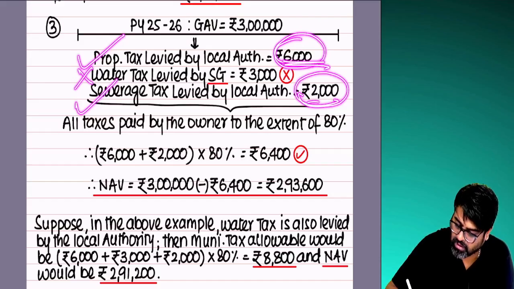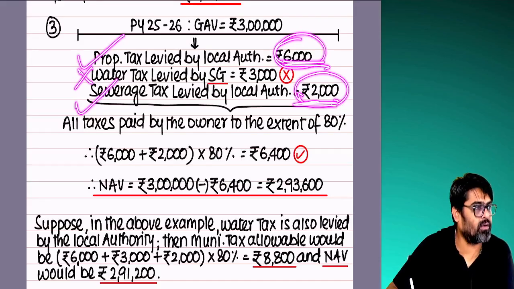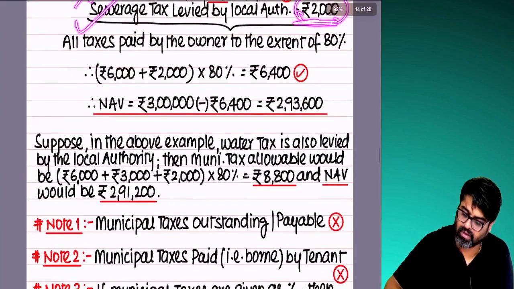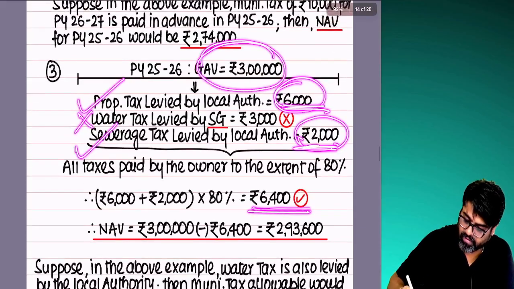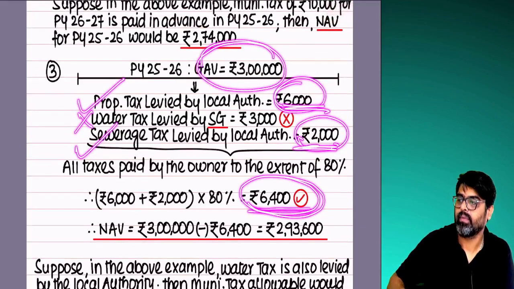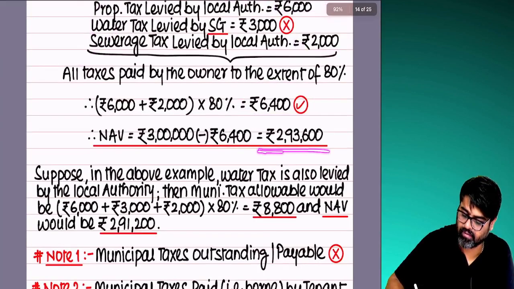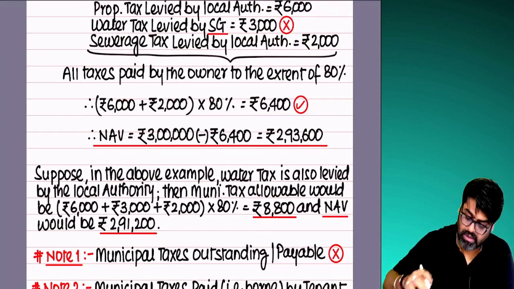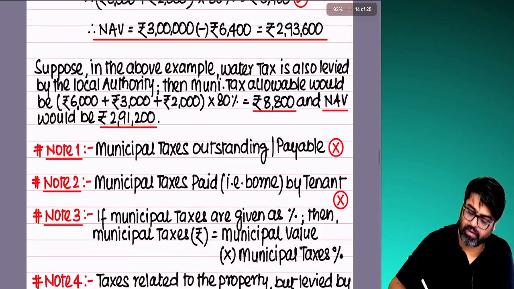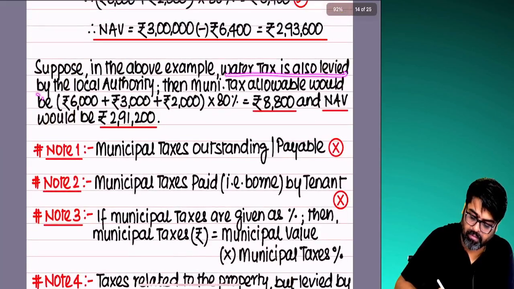So 6,000 plus 2,000 will be 8,000. 80% of that is 6,400. Yes or no? So you are able to take the deduction of 6,400 out of your GAV. How much NAV? Understood, no? Next one.